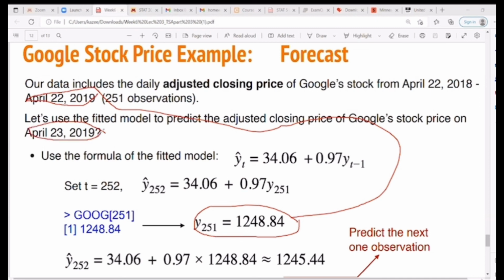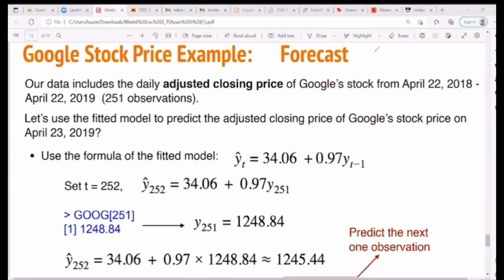What are we going to do? We want to predict April 23rd. Now, the very first thing we need to do to predict April 23rd: of course, we know what happened on April 23rd, 2019. We already know that, but we want to make a prediction using our model. Now, for Y251, if you plug that in, this is going to give us this value. You see that? Take a look at that.